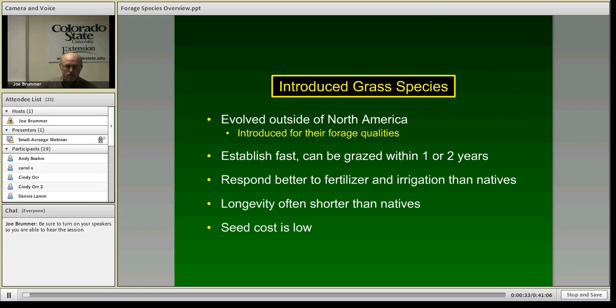Now, some of the benefits, I guess, for the introduced species is they tend to establish very quickly. They can graze them within 1 to 2 years, and they also can respond very well to fertilizer and irrigation inputs. Their longevity, however, sometimes tends to be shorter than some of the natives. But again, the big plus for these is the seed cost tends to be relatively low.